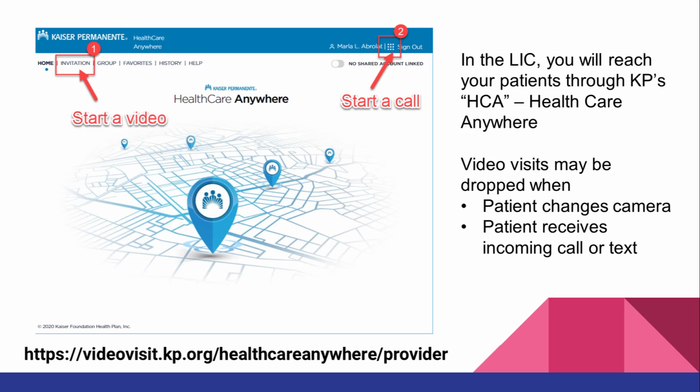One of the weird tech things is the KP system is very glitchy about changes in signal, trying to make sure we protect everyone's information. So if a patient changes the camera, like from front to back, or an incoming text or call comes to them, sometimes it will drop them out of the HCA visit. So it is important to let the member know ahead of time, if they get disconnected, just to click the link and come back.